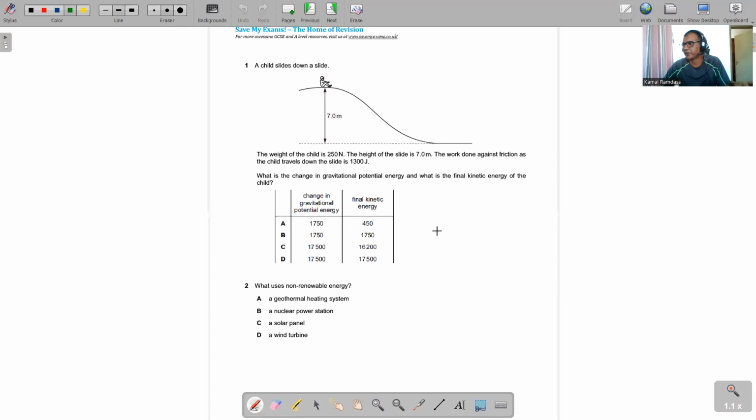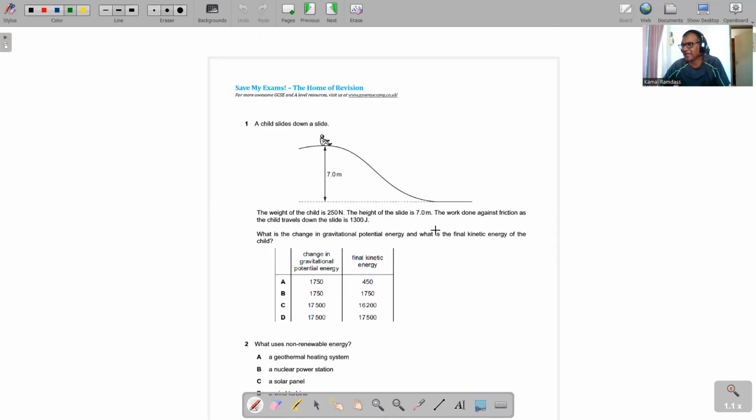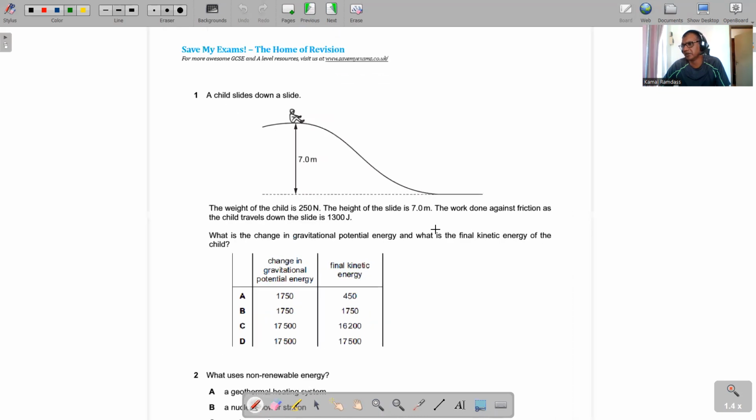Bon, première question. A child slides down a slide. The weight of the child is 250 Newton. The height of the slide is 7 mètres. The work done against friction as the child travels down the slide is 300 joules. What is the change in gravitational potential energy and what is the final kinetic energy of the child?